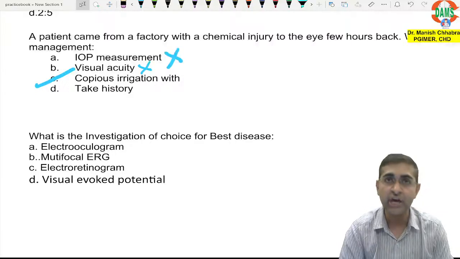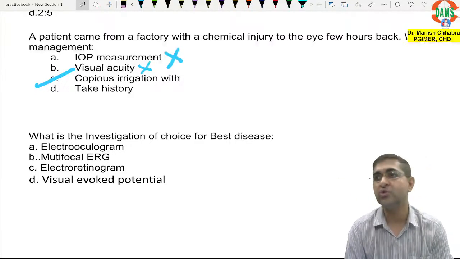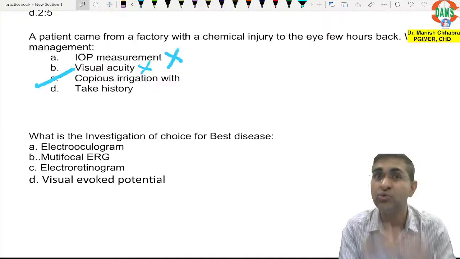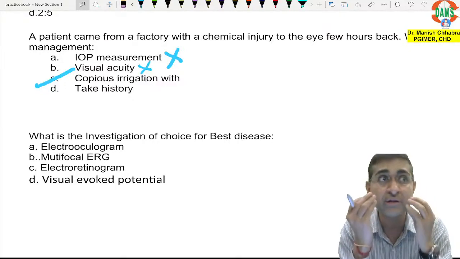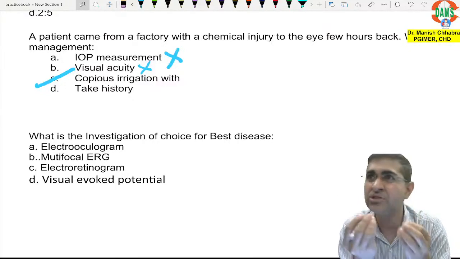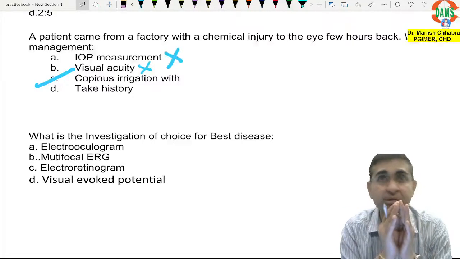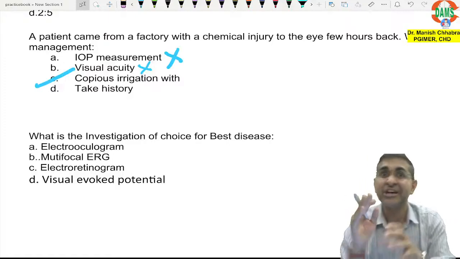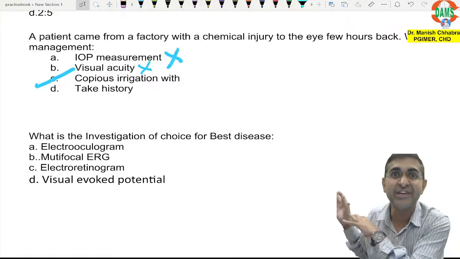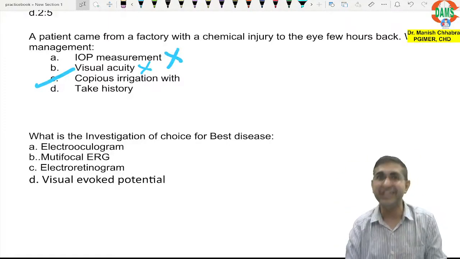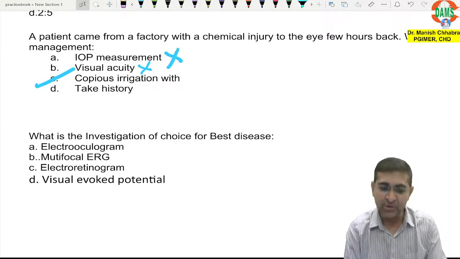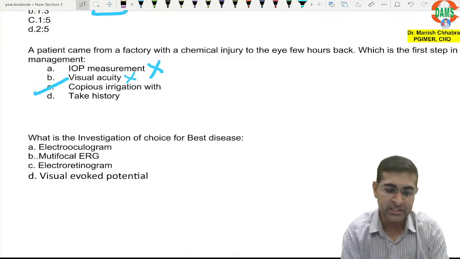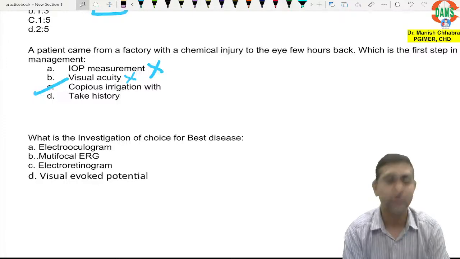The moment he came, I immediately asked the patient to lie down and started washing his eyes, because you have got very little time, and all this had happened 30 minutes back. The patient took at least 30 minutes coming from the industrial area, phase 1 Chandigarh, to the sector 8C clinic where I practice. So I feel that copious irrigation with normal saline should be the answer.